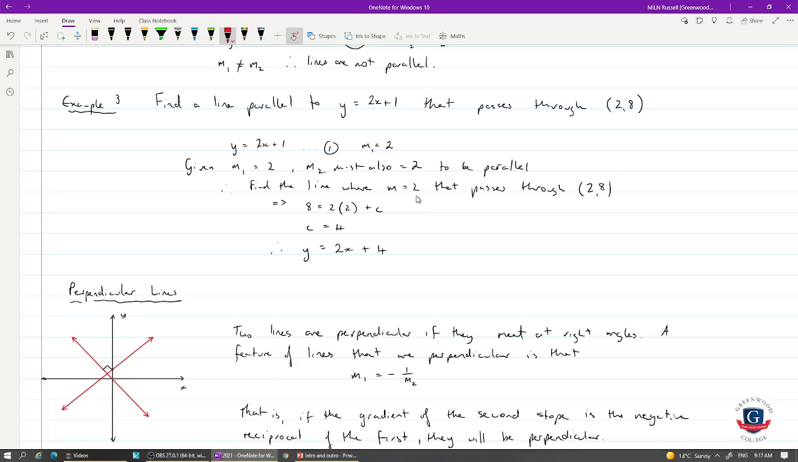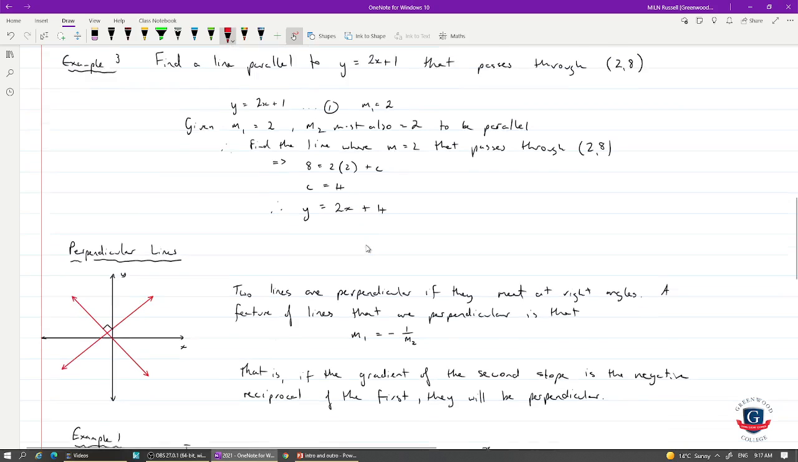Now we need to find a line that has a gradient of 2 and that passes through this point. As per earlier examples, substitute them all into slope-intercept form and find c. Y is 8, x is 2, m is also 2, plus c. 8 equals 4 plus 4. By inspection we can see that c is also 4. Once we know that c equals 4, we can write out the equation of the parallel line. Y equals 2x plus 4, now that we know c. Easy enough.